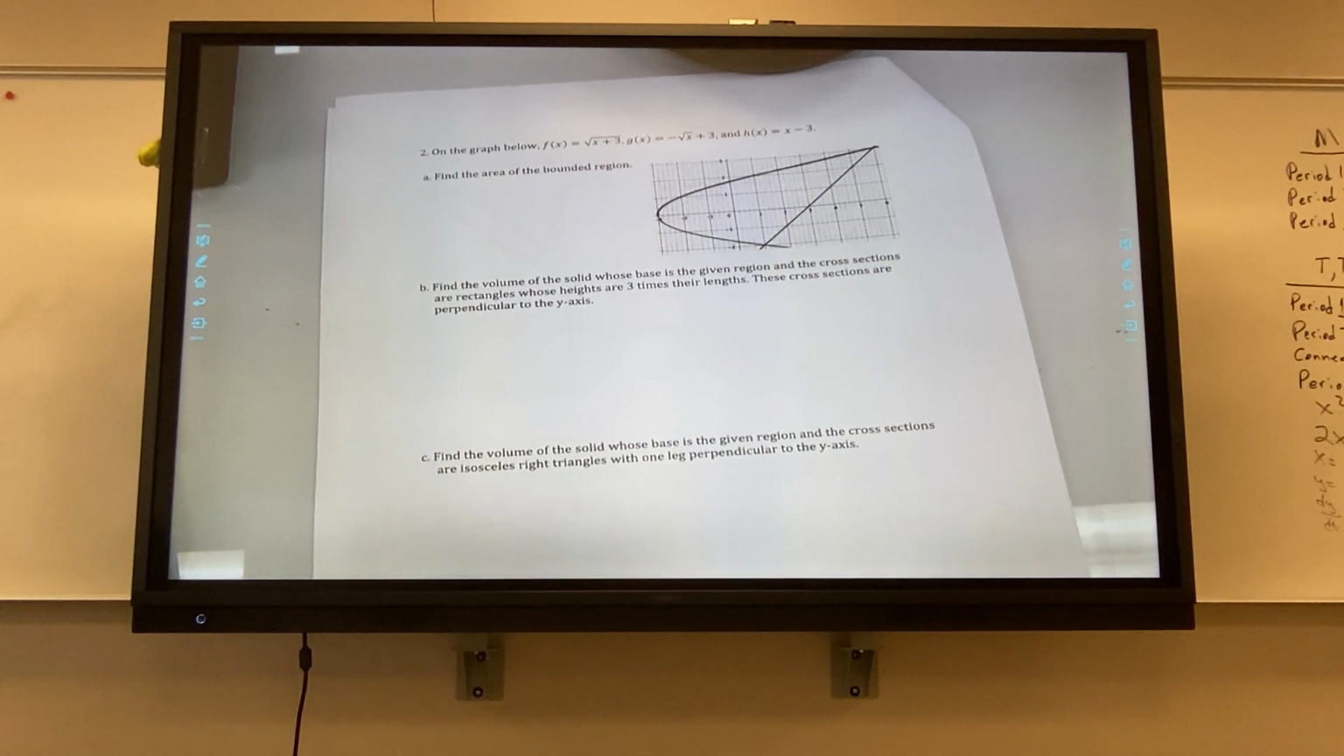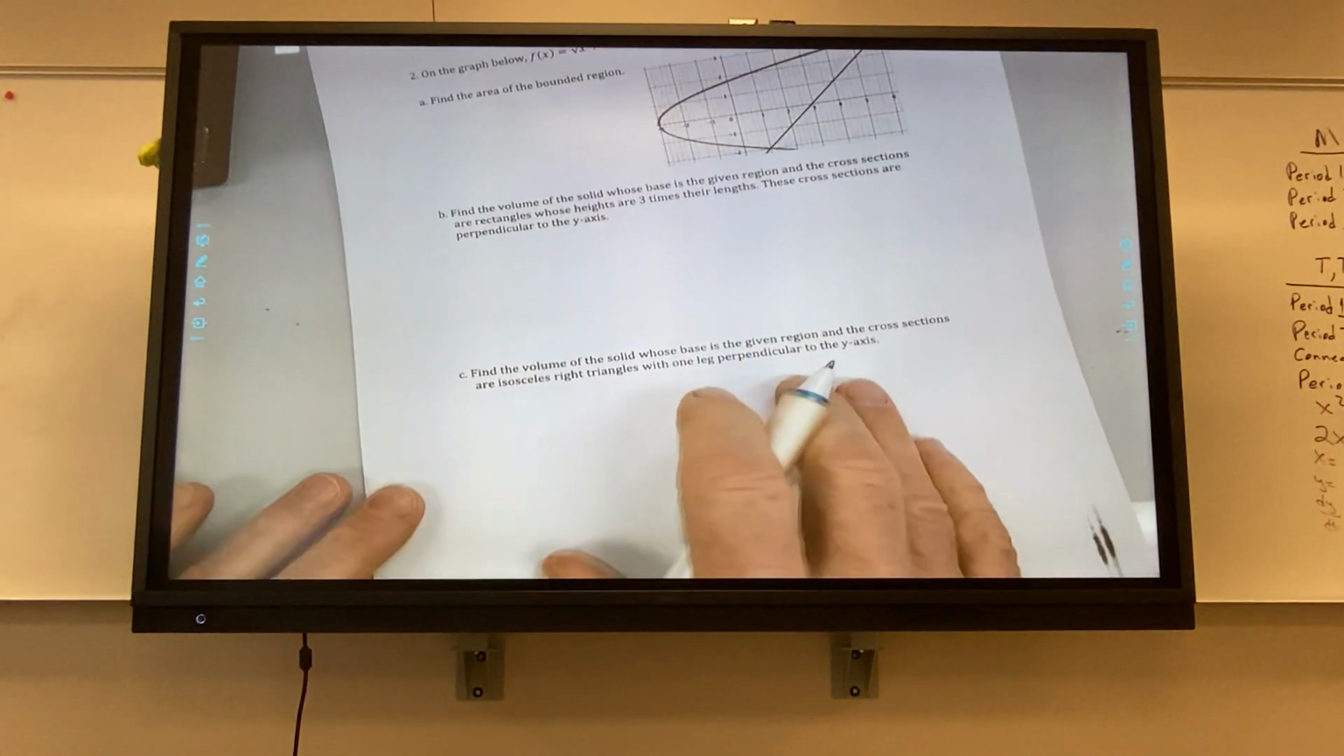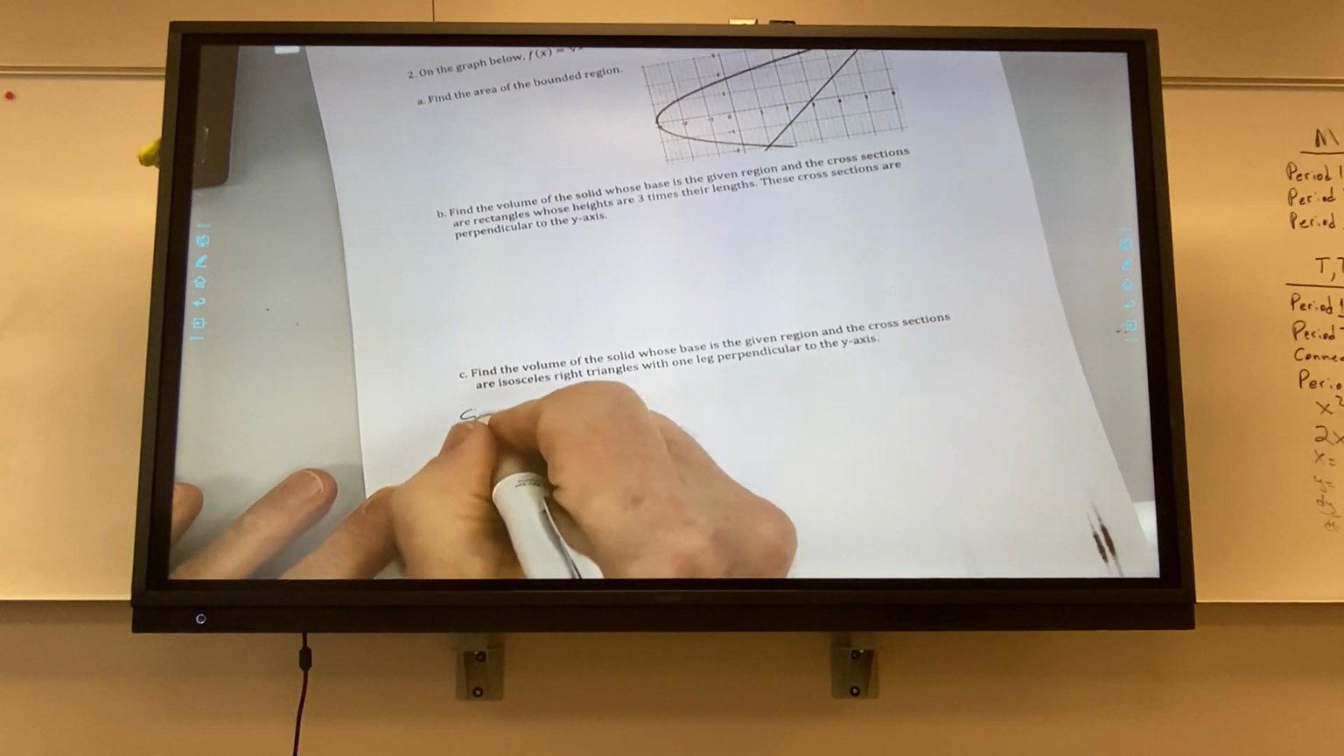3C, and I believe we're looking at cross sections. So here's a cross section.